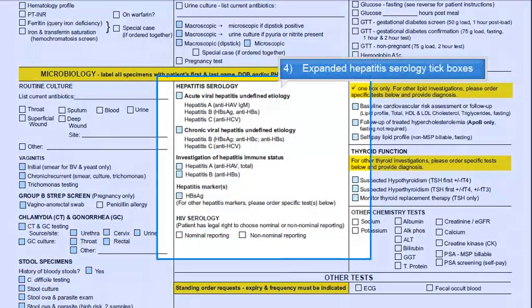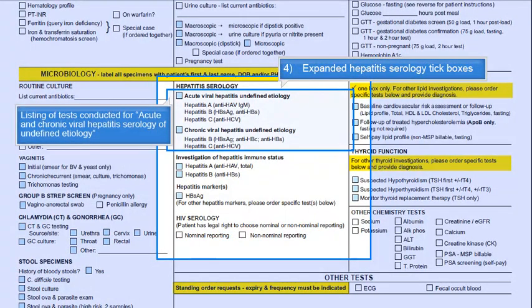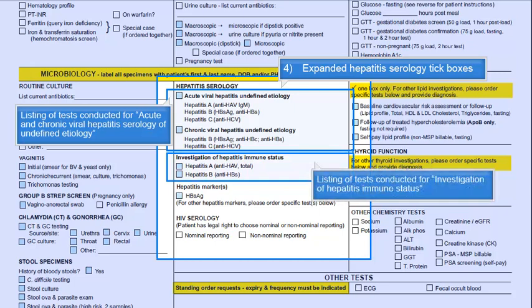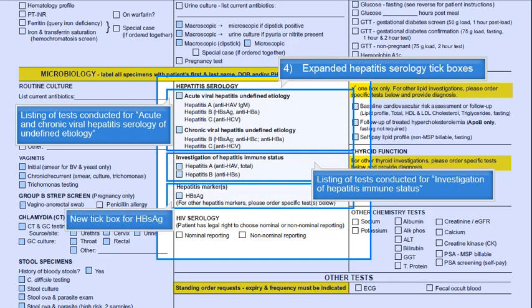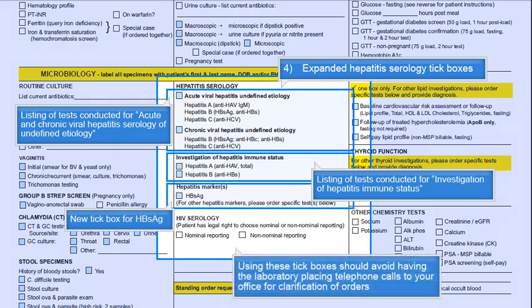Expanded hepatitis serology tick boxes. Listing of tests conducted for acute and chronic viral hepatitis serology of undefined etiology. Listing of tests conducted for investigation of hepatitis immune status. New tick box for HBsAg. Using these tick boxes should avoid having the laboratory placing telephone calls to your office for clarification of orders.